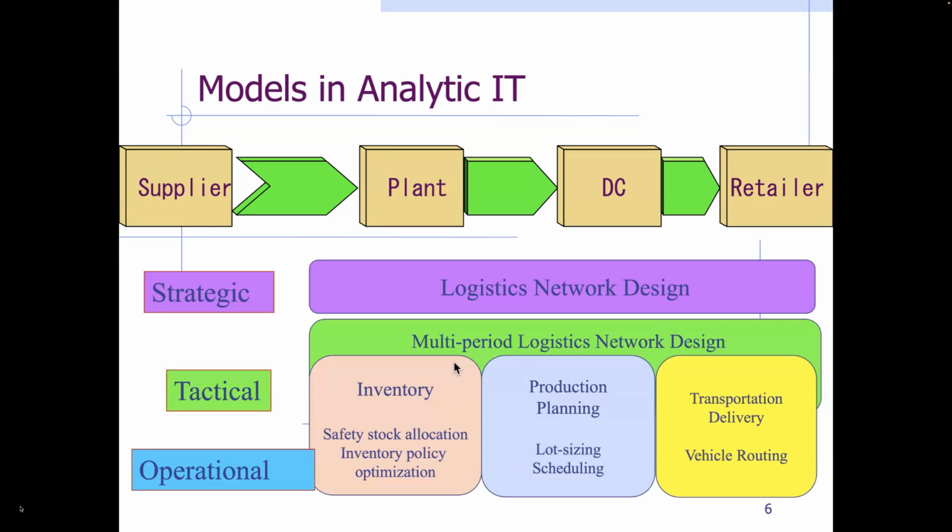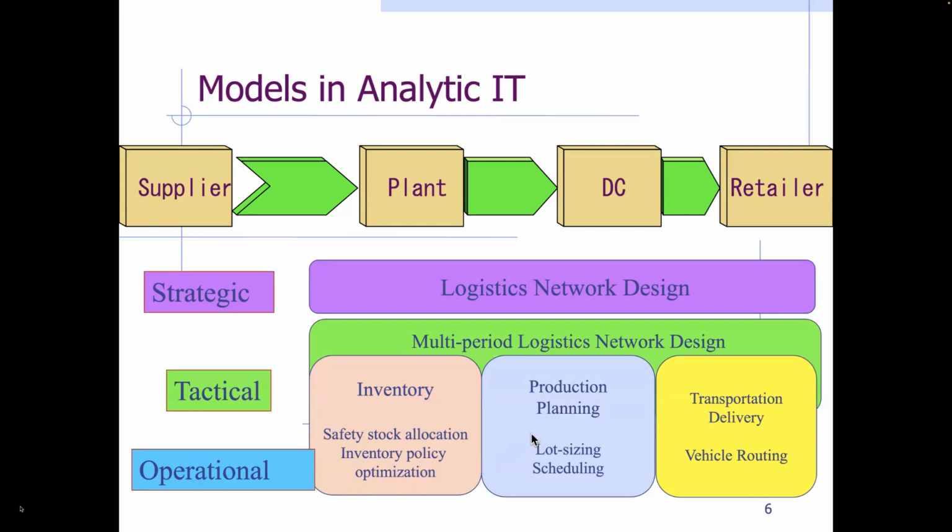In the tactical and operational levels, we have 3 types of models. They are inventory, production planning, and transportation delivery optimization models. The safety stock allocation model, that is used in the tactical level, determines the positions of safety stocks in the supply chain, and simultaneously determines the pull-push boundary of each product. The inventory policy optimization model, that is in the operational or tactical level, decides at what point to reorder and how much to order so as to minimize inventory ordering and holding costs.